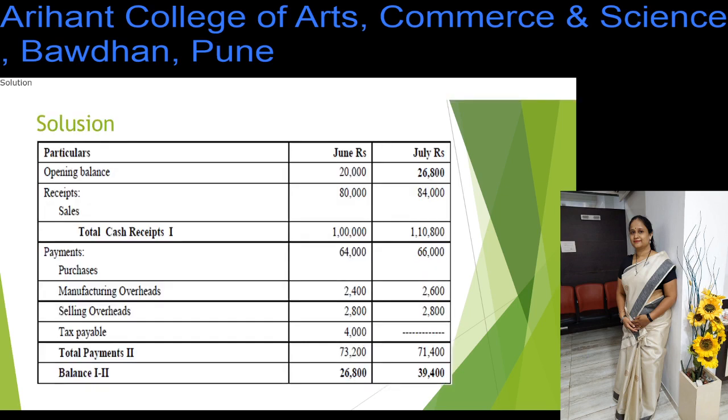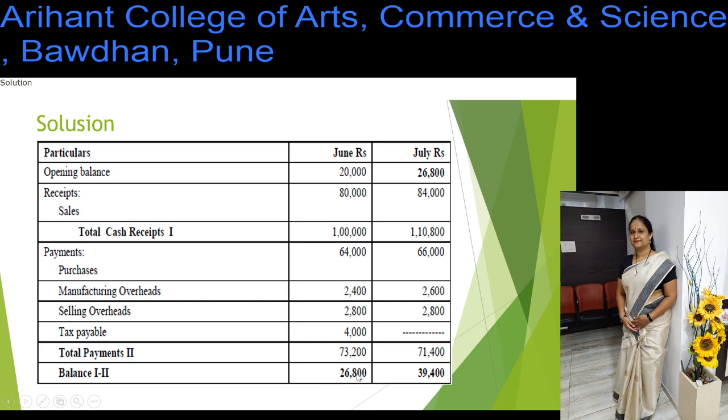Now what we need to do? We need to first make an addition of receipt column for June month. 20,000 plus 80,000, it will come to 1 lakh. Then we need to make an addition of all payment items, purchases, overheads, selling overheads and tax payable. It comes to 73,200. Then you need to deduct payments from receipt, that is I minus second.